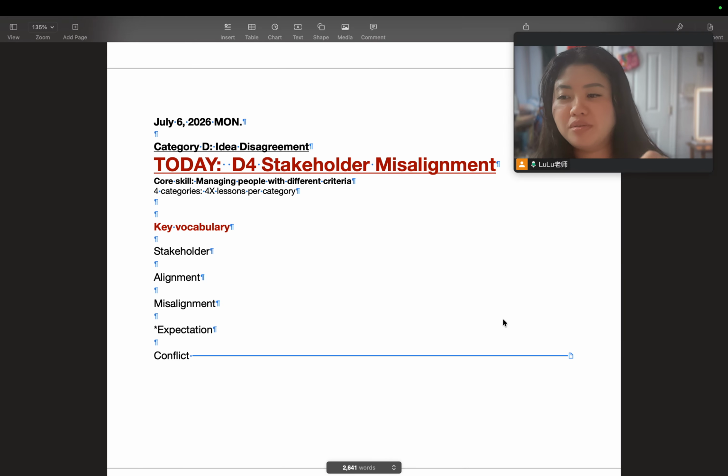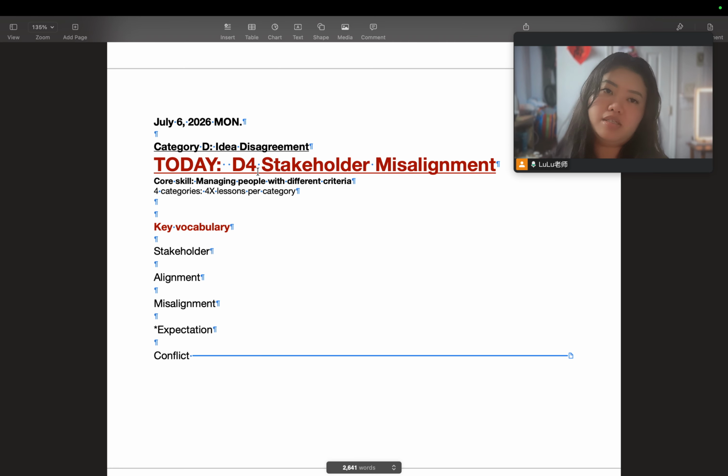This lesson will naturally build on the previous lesson, D3, where my students learned about how to make the best decision based on criteria. So D4 is built on top of D3. If you see me looking down, it's because I have printed out today's lesson as per usual and I have some notes to go over as we move along on today's lesson.